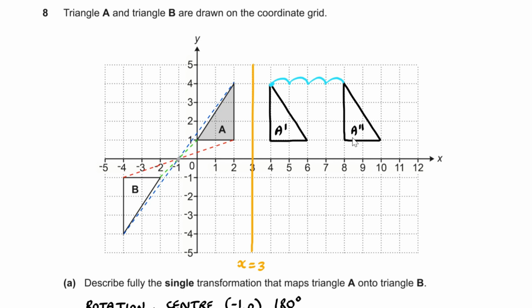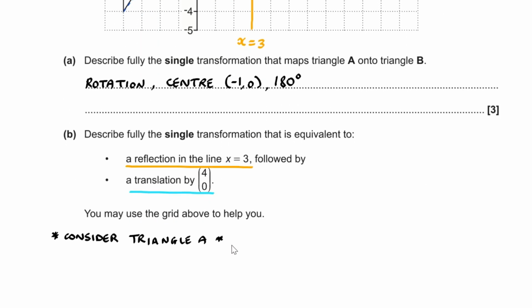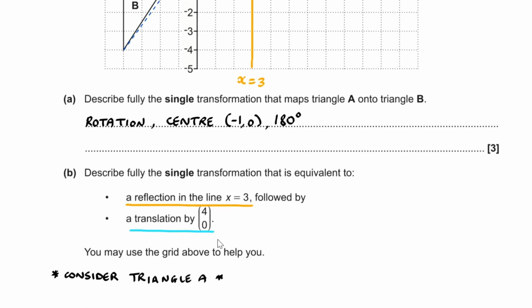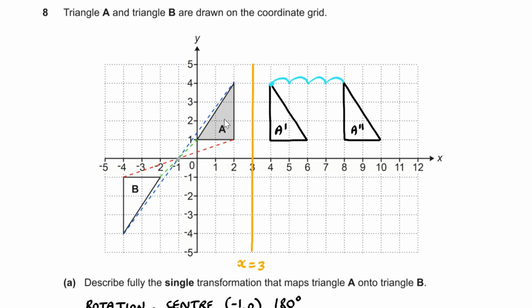A double dash. And what we need to figure out is what these two transformations are the same as, as a single transformation. Well, hopefully you can see we'd have from A to A double dash some sort of a reflection. You can see they are mirror images of each other, and we need to find that mirror line essentially.